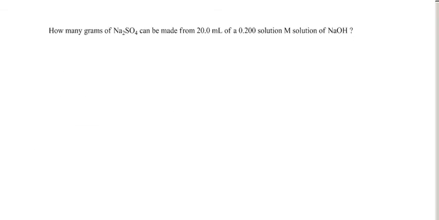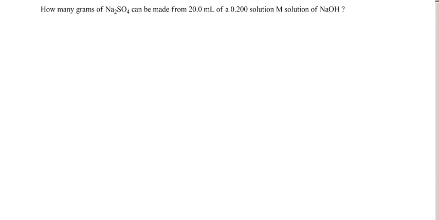I want to talk today about solution stoichiometry, and we're going to look at a couple of problems. The first problem or question we're going to look at is, how many grams of Na2SO4 can be made from 20 milliliters of a 0.20 molar solution of NaOH, and we're actually referring to this reaction in that question.